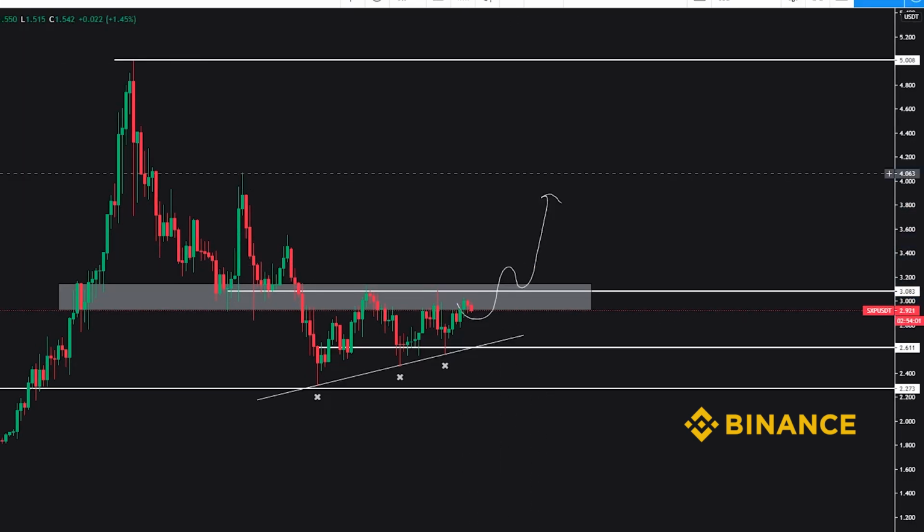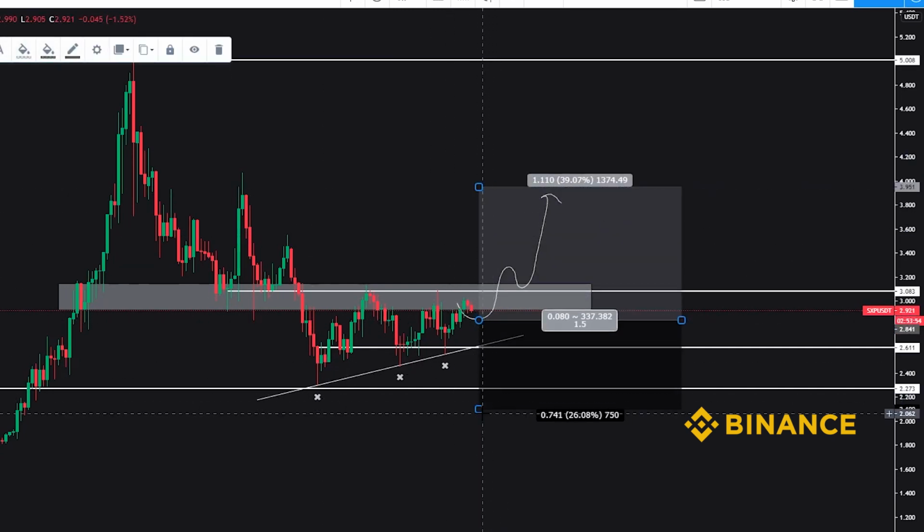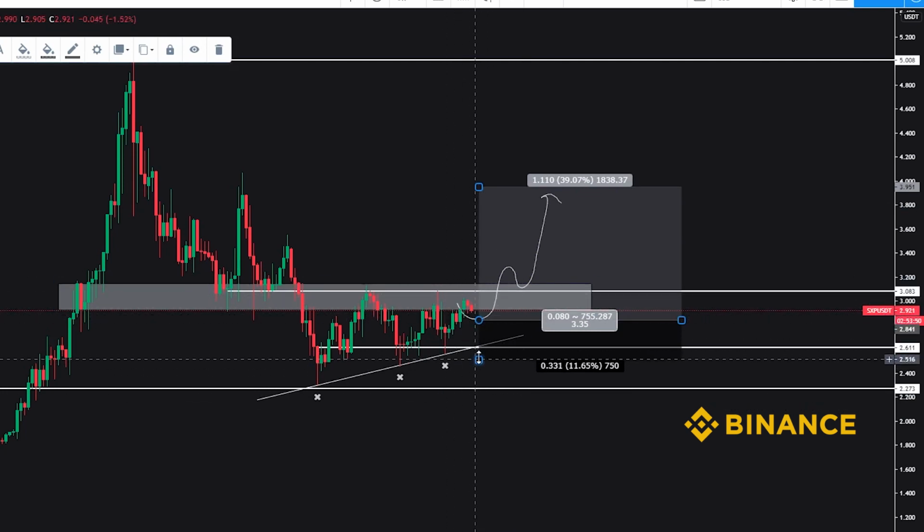So my setup for this would be something like this right here. So idea is enter on a dip, put your stop loss below the trend line support, the daily support, give it some room to breathe, and then target the highs right here. Okay, so like this area.